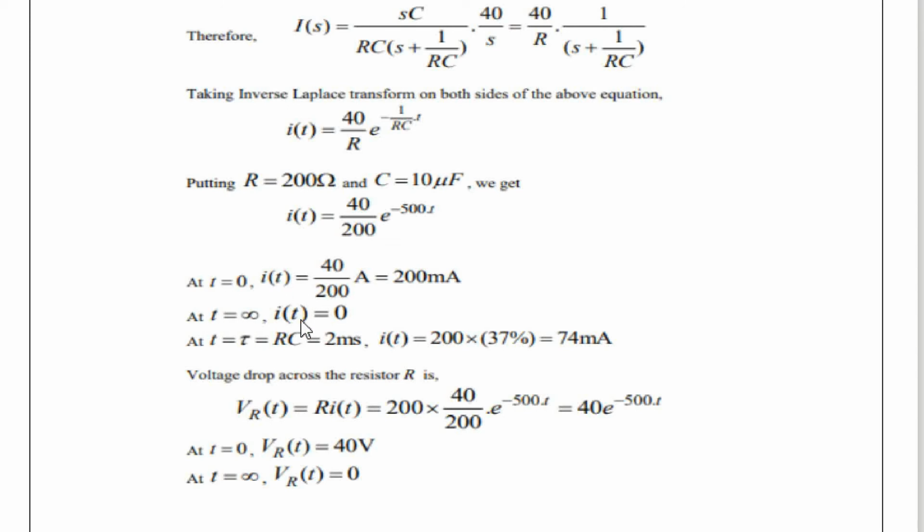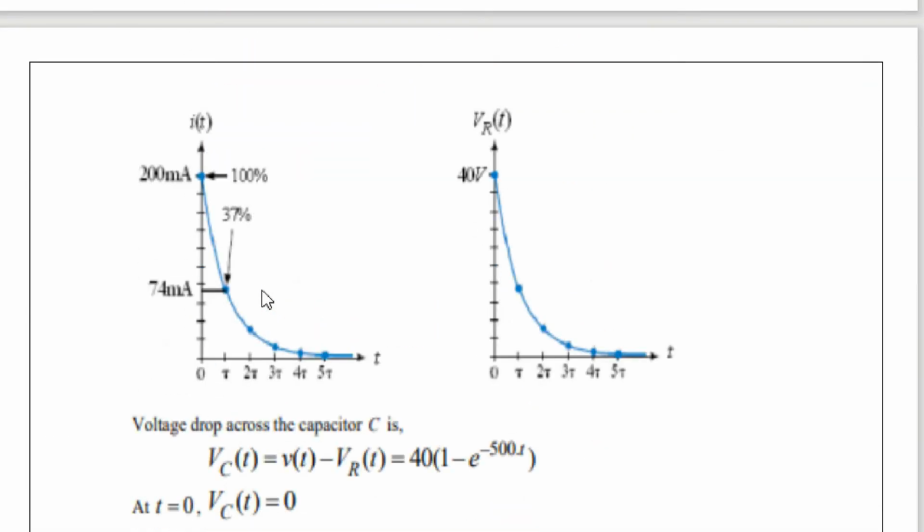Next, at t equal to infinity, I(t) becomes 0, and at t equal to tau, that is RC, multiplying 200 ohms with 10 microfarads, you get 2 milliseconds. Then I(t) becomes 200 into 37 percent, which is about 74 milliamperes. By taking these values, we will draw a graph. This is I(t) versus t. 74 milliamperes at tau, and at 0 it is 100 percent, 200 milliamperes. At infinity it becomes 0. So the graph shows all three conditions.